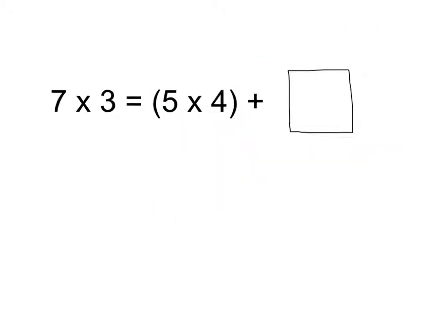Now let's look at an even more complicated problem. As I know, when I see a lot of these operation signs, I have to solve those first before I can get to solving what's in my question mark box. So let's read it. 7 times 3 equals 5 times 4 plus what? Okay, I know that 7 times 3, I'm going to roll my numbers. 7, 14, 21 equals 5 times 4. 5, 10, 15, 20. 5 times 4 is 20.